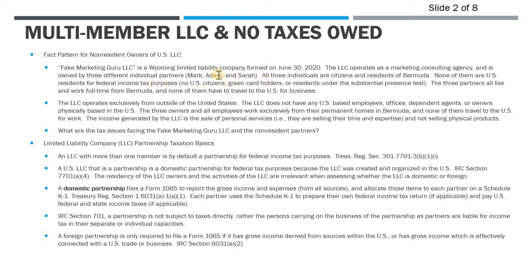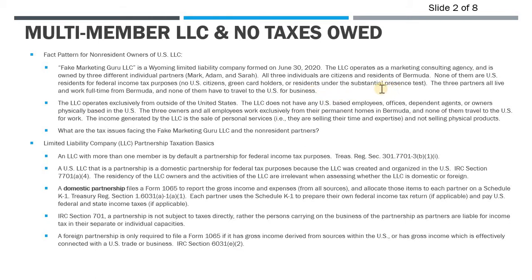Now, all 3 of these persons are citizens and residents of Bermuda. Okay, so they're not dual U.S. citizens and Bermudian. They're all Bermuda citizens and residents. They live and work there full time. So none of them, again, are U.S. tax residents, meaning none of them are U.S. citizens. Nobody's got a green card, and nobody's in the United States long enough to meet that substantial presence test.